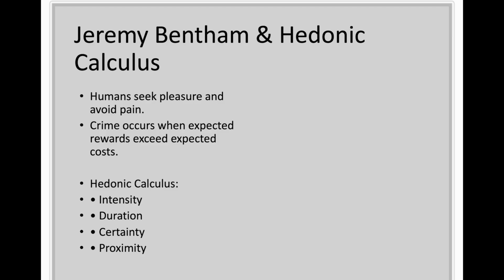Modern rational choice theorists, especially Cornish and Clarke, don't necessarily assume perfect rationality. They emphasize bounded rationality. Offenders make decisions, but those decisions are constrained by limited information, immediate situations, emotions, habits, and opportunities. Classical theory begins with rationality and utility maximization.